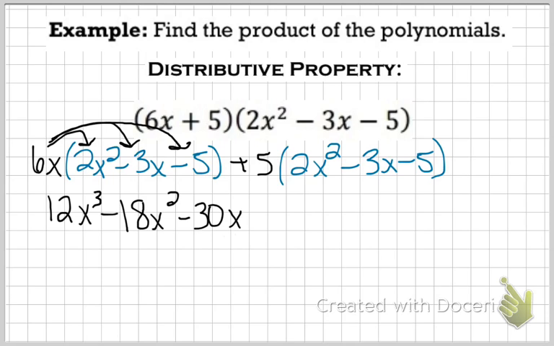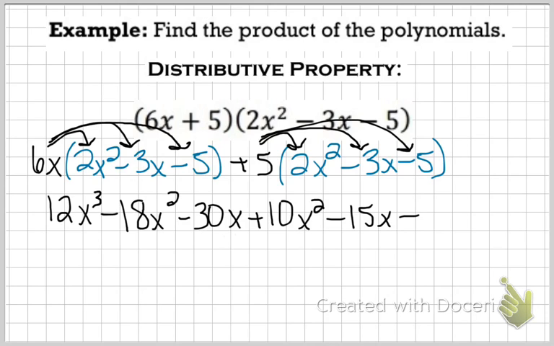Now if you think about it, this process, you've done it before when multiplying polynomials. 5 times 2 is a positive 10x squared. 5 times negative 3 is a negative 15x. 5 times negative 5 is a negative 25. We look at what we have and you realize, oh my goodness, this is a really long polynomial. And you're right, it's long.